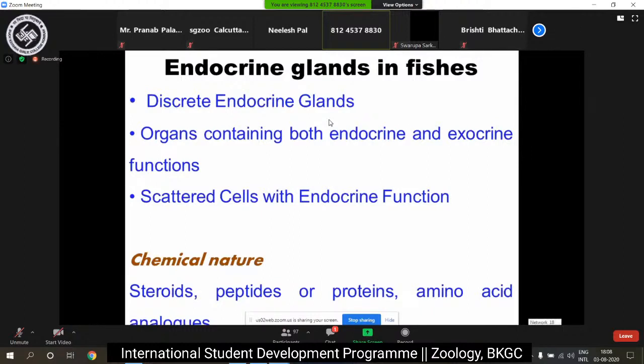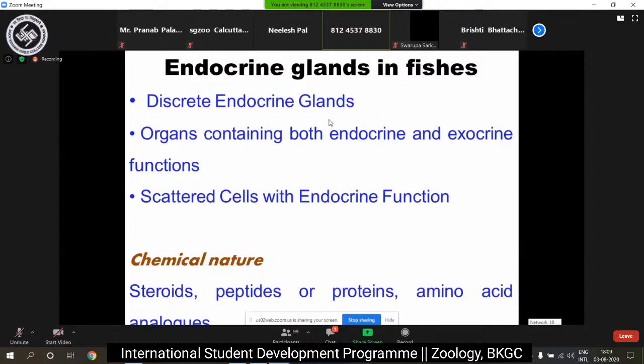So there are some similarities between the human endocrinal system and that of fishes, and of course there are some dissimilarities as well. Fishes have a few discrete endocrine glands like the pituitary, the thyroid, and the pineal. These glands in fishes are typical discrete endocrine glands, whereas they also have certain glands which have both endocrine and exocrine functions.